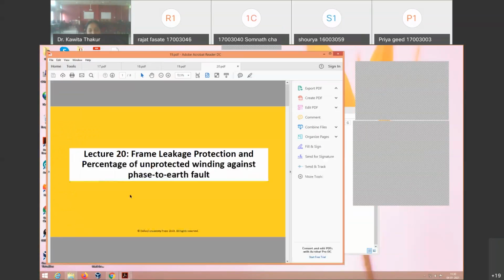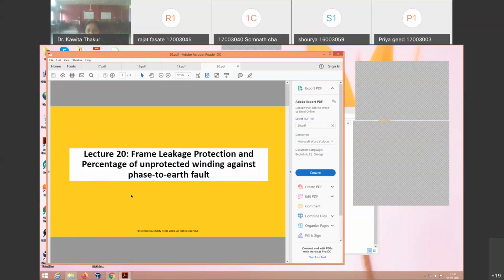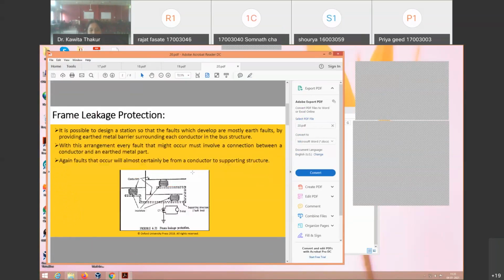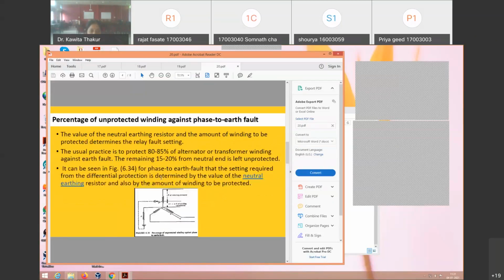And the last lecture of protection is frame leakage protection. In this, we have covered the last part of protection of unprotected winding against phase to earth fault. This is our frame leakage protection, because we have to protect our substation also from earth faults. It is possible to design a station so that faults which develop are mostly earth faults. So for that we have frame leakage protection.